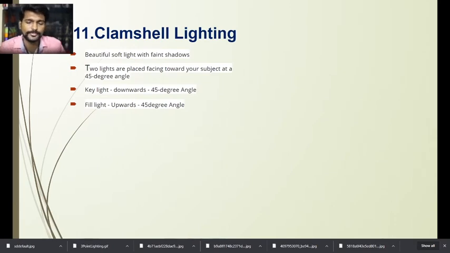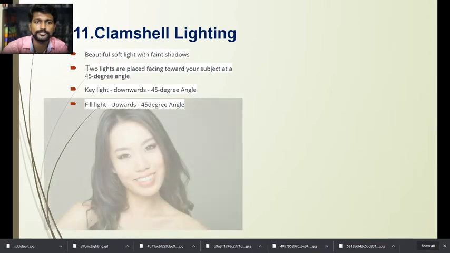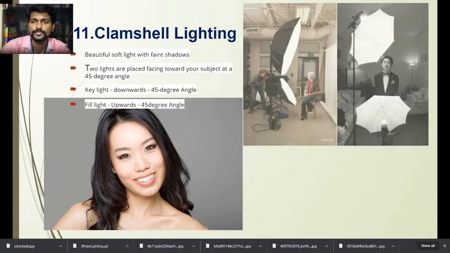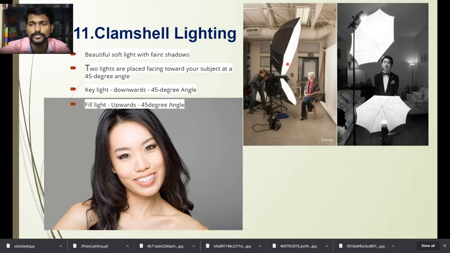Next, clamshell lighting. Clamshell lighting is similar to flat light, where, as we saw, the same range of light is kept on the left and right. Similarly here, I'll show you one more example image. But there is a small difference between clamshell lighting and flat lighting: for flat lighting the lights are on the left and right, while in clamshell lighting the lights are above and below the eye level. You can see here one light is above the head and one light is below the face. This type of lighting is called clamshell lighting.